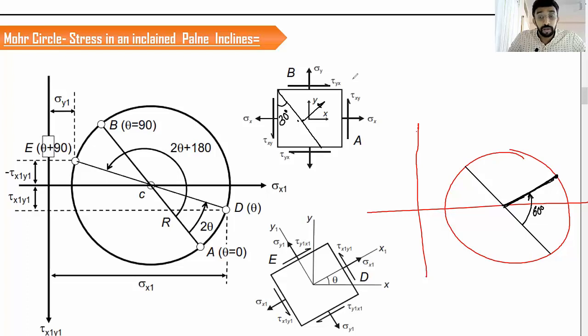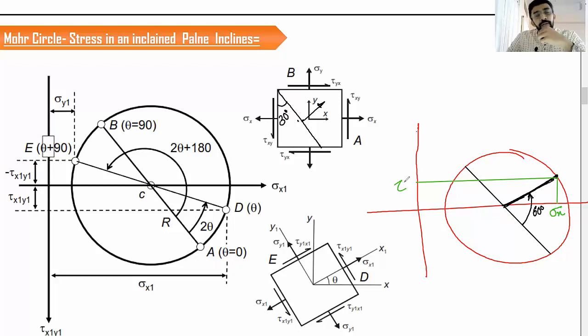Now, how can we get the value of normal stress and shear stress? It's very easy. From here, you drop a vertical line. The meeting point is going to be sigma n. And from here, you drop a horizontal line to the y-axis. The meeting point is going to be tau. Same thing that we have found using the analytical method.